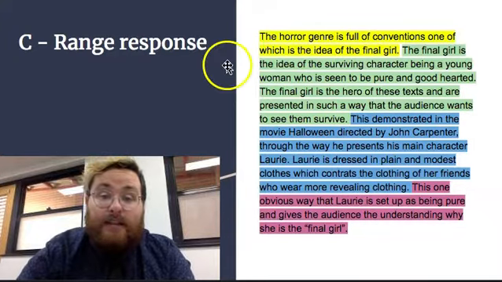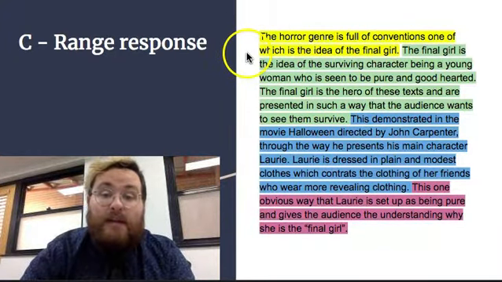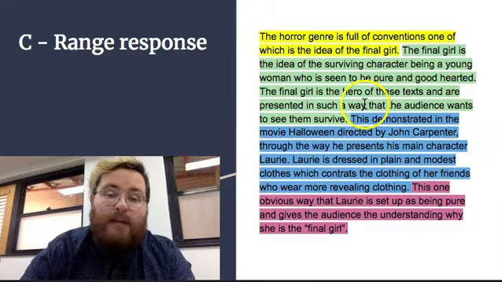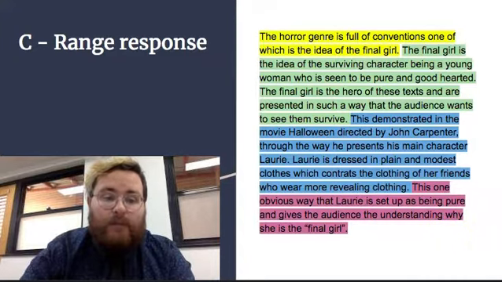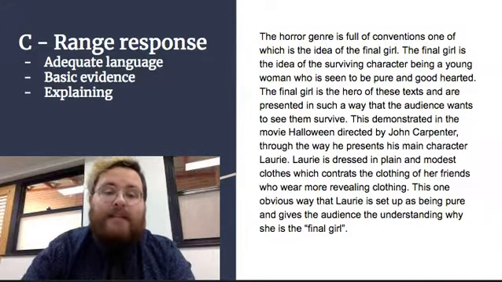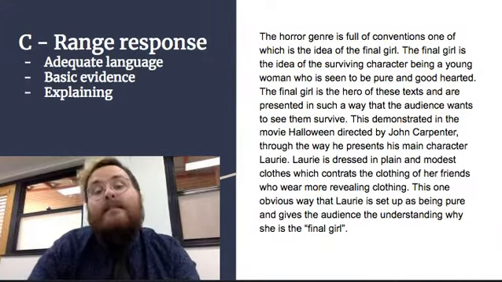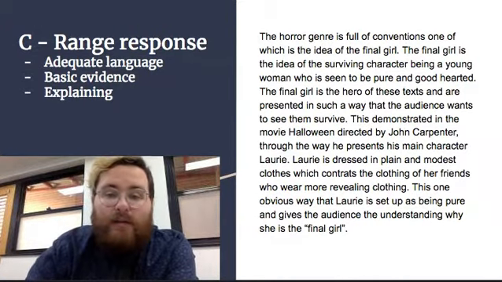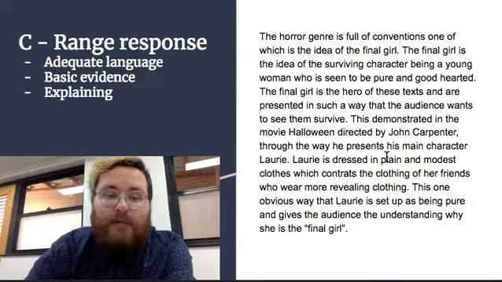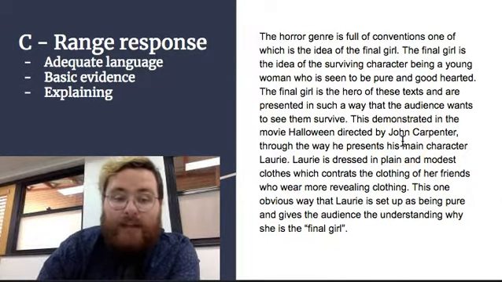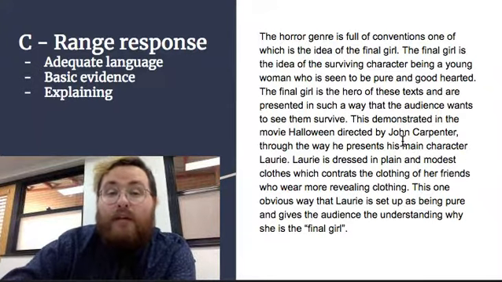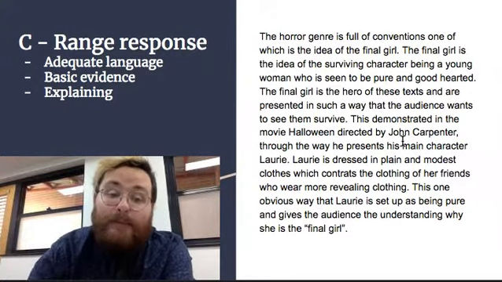The first sentence tells you exactly what it's talking about. So it's going to talk about the final girl. It then sort of explains what's happening, and then it gives a piece of evidence, and then it links it all together. The problem with this is that it's adequate. This is the baseline of what your writing should be. It's one piece of evidence to support the assumption, and it is explaining what it means. It isn't prompting you to be anything more than just explaining what is there.